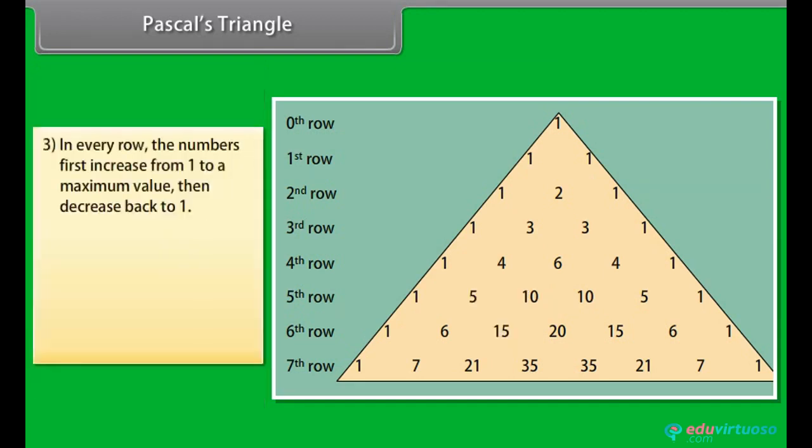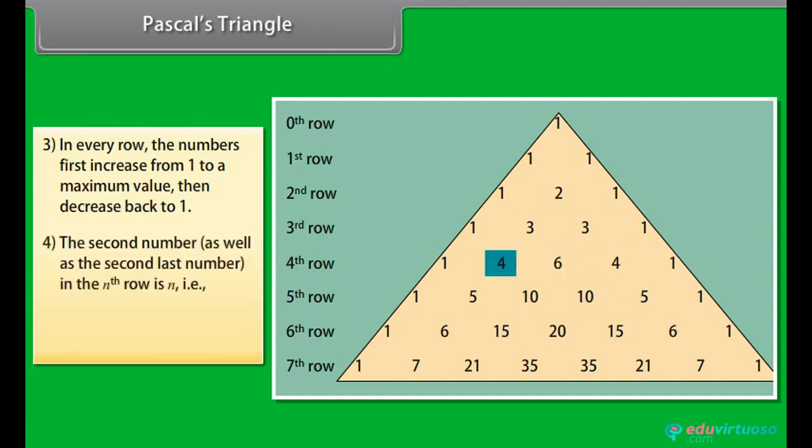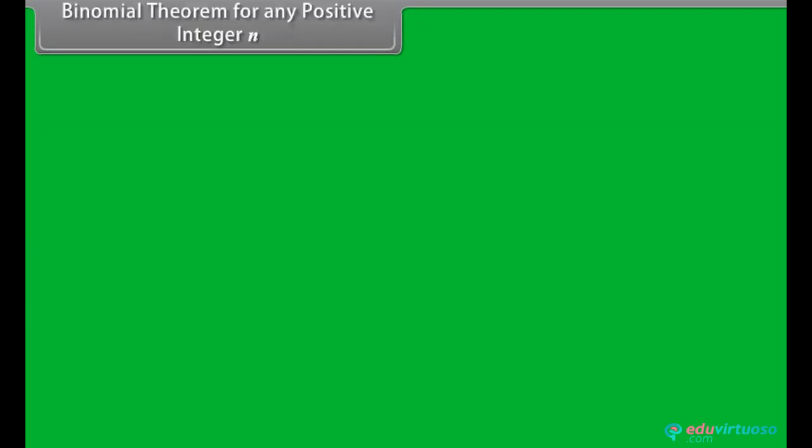In every row, the numbers first increase from 1 to a maximum value, then decrease back to 1. The second number as well as the second last number in the nth row is n, that is, nC1 is equal to nC(n−1), which is equal to n. Binomial theorem for any positive integer n.